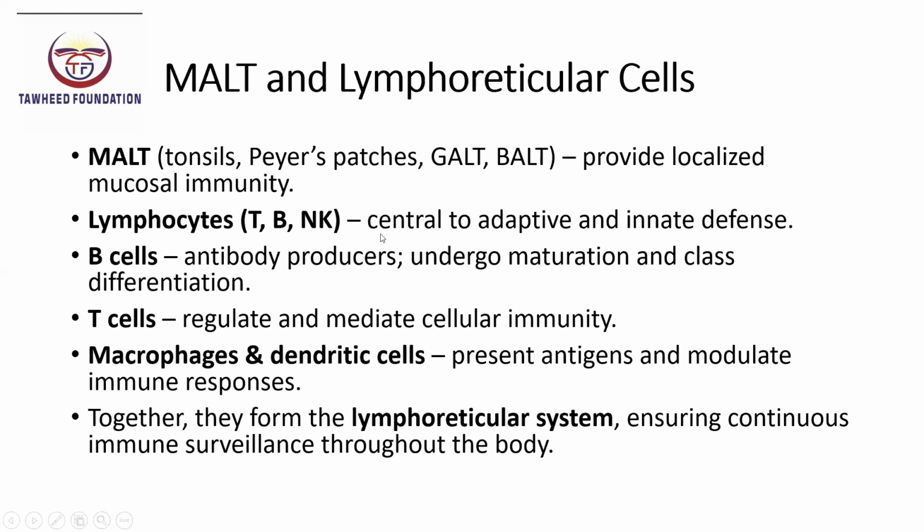T, B, and NK cells act as the core components of adaptive and innate immunity. B cells generate antibodies and memory responses. T cells regulate and mediate cellular immune reactions, and macrophages and dendritic cells serve as antigen presenting cells that link, initiate, and adapt immunity. Together, these elements form the lympho-reticular system, ensuring continuous immune surveillance and efficient protection against infections across all body surfaces and internal environments.